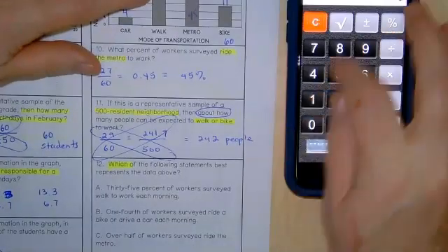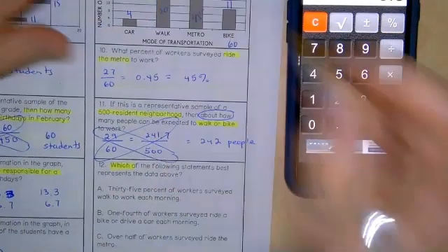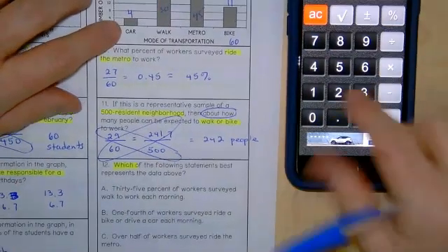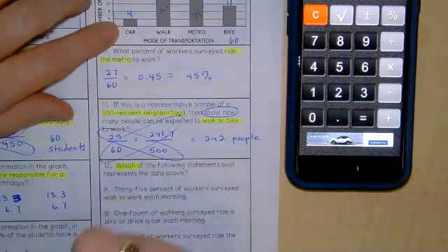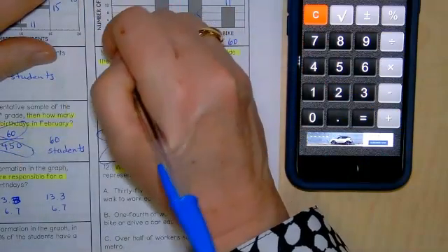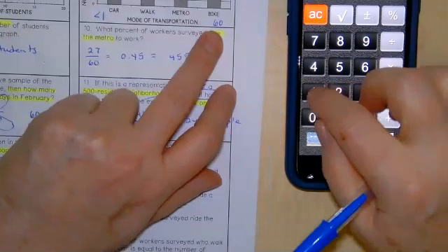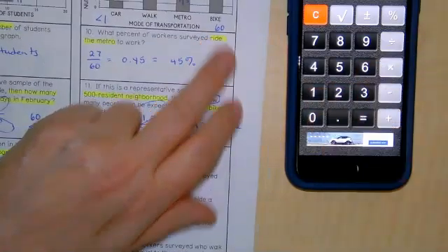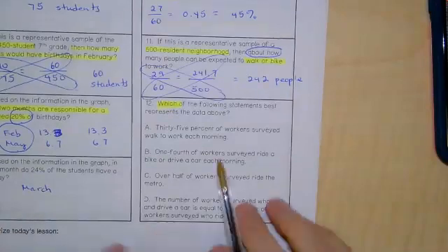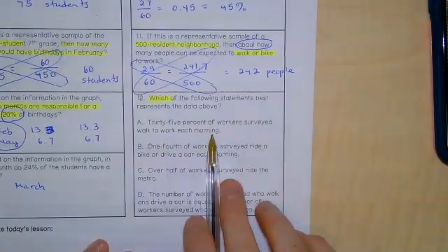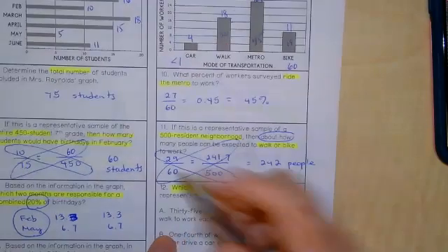So I'm going to go 18 divided by 60, and that's 30%. And how about 4 out of 60? Ooh, that's less than 1%. So I'm just going to write less than 1. And then this one is 11 out of 60, and that's about 18%. Okay? 35% of workers walk each morning. Here's walk. It's not 35, so that's false.